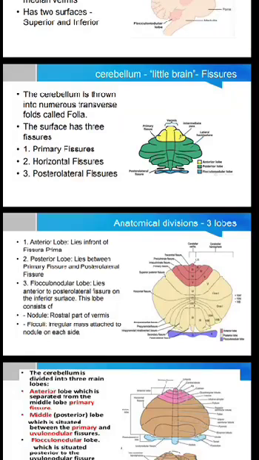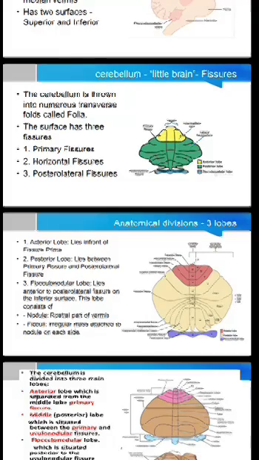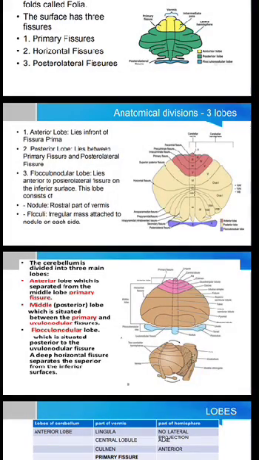Like the cerebral cortex, the cerebellum is also thrown into numerous transverse folds called folia. It is otherwise called the little brain. Then the fissures present in the cerebellum are called the primary fissure, horizontal fissure, and posterolateral fissure.